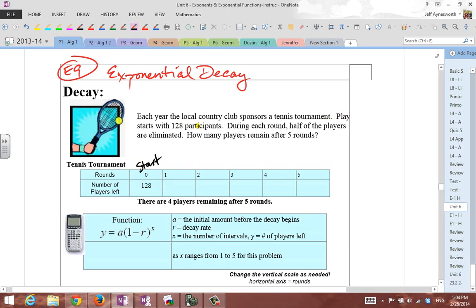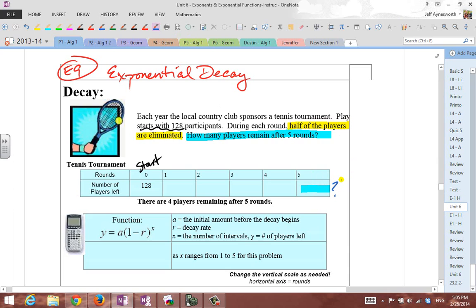So we start with 128 participants, people that are playing in the tennis tournament. During each round, listen to this, half of the players are eliminated. They're gone, half are gone. And that's important here. The question is how many players remain after the 5th round? What is this value here? I don't know what it is, and we've got to figure that out.